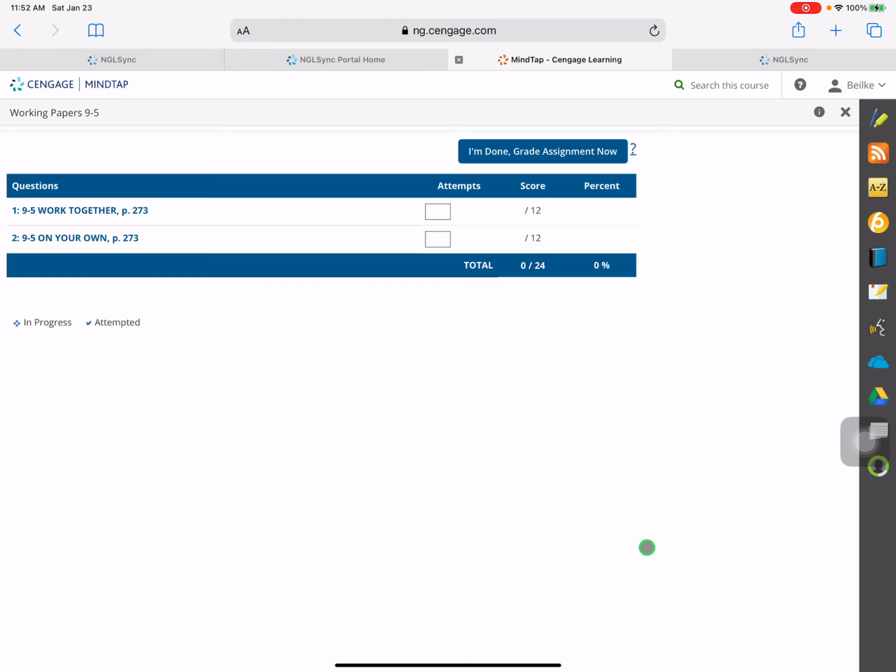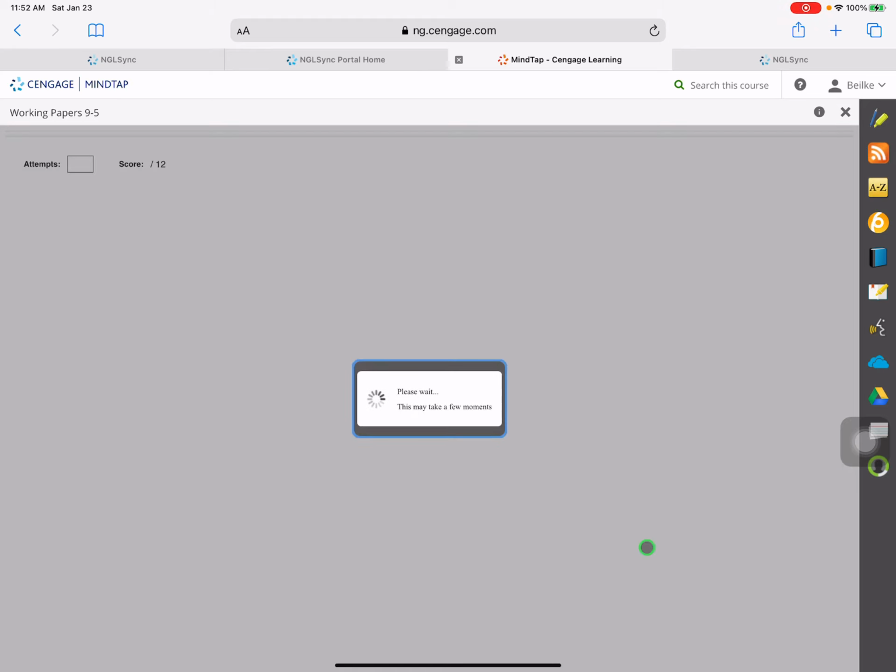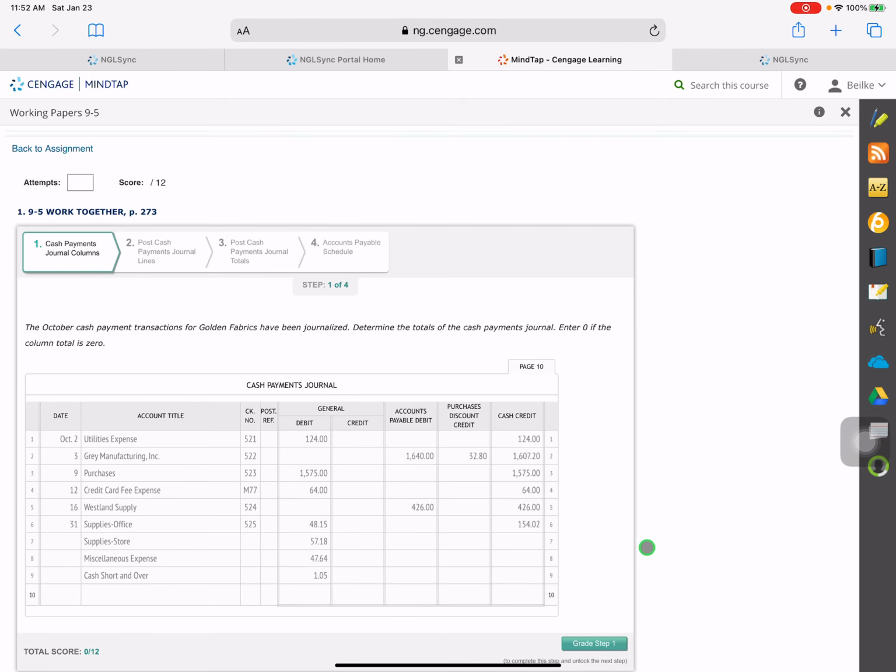Okay, open up 9-5 work together. It's a fairly long problem that I will take you through, and I'll explain things as we go along here. You can see the October cash payment transactions for Golden Fabric have been journalized.